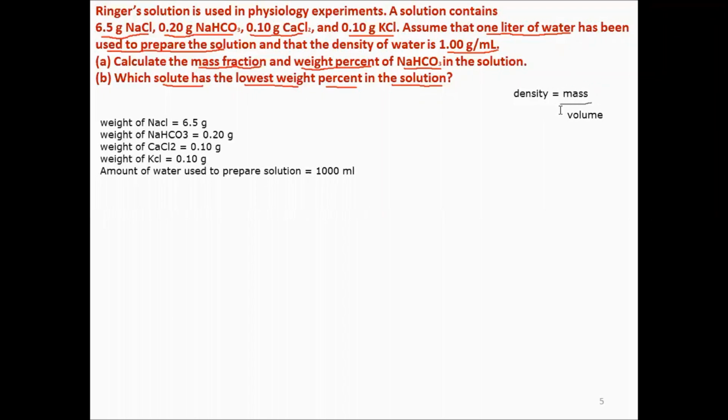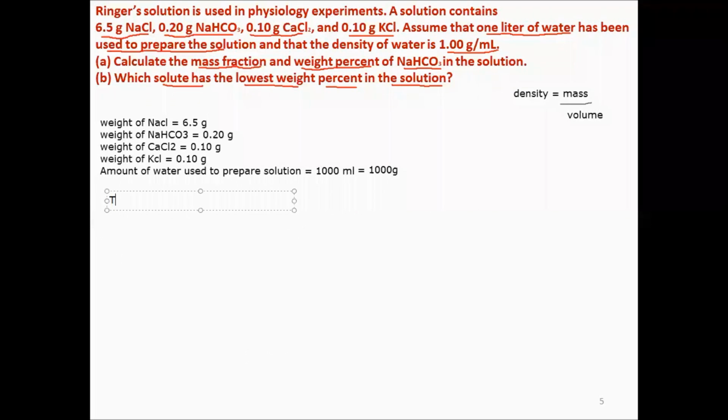Mass is equal to density into volume. As density is 1, so mass and volume for water are the same. So we can write it equal to 1000 gram, as its density is 1. So it is equal to 1000 gram. So what will be the total weight of the solution?